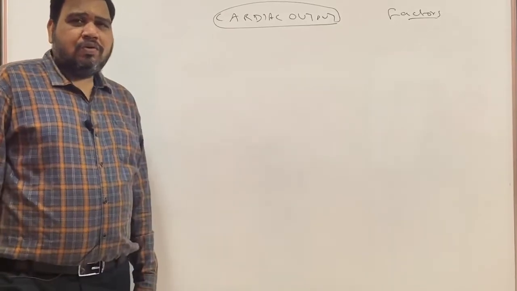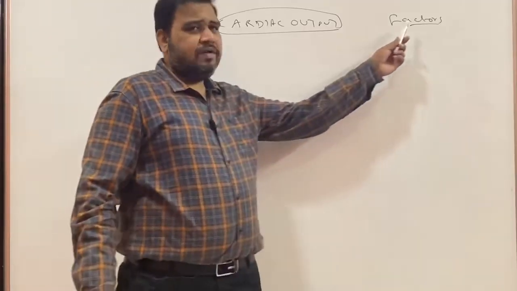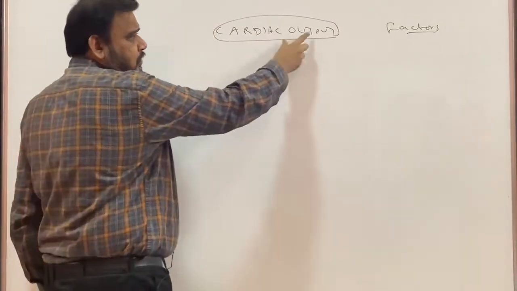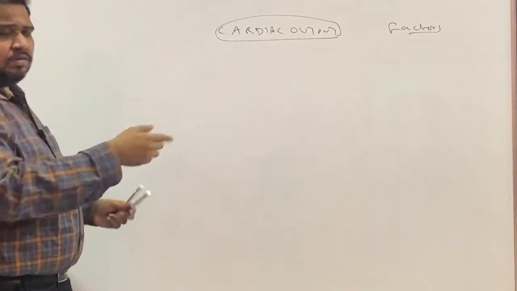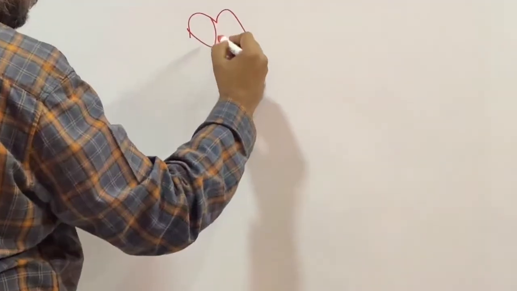Good morning to all. Today I am going to discuss a very important topic on cardiac output and the factors affecting cardiac output. As the name suggests, cardiac means heart, and output means how much blood is coming out of the heart. To give a proper definition, first I will draw a rough diagram.